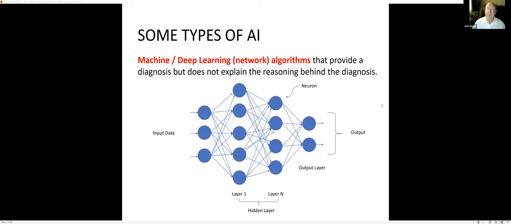So machine and deep learning or network algorithms provide a diagnosis, but they do not explain the reasoning behind the diagnosis. You have input data, you have a number of layers of what are called artificial neurons, basically driven by the idea that there are neurons in the brain. They have an output layer that has an output.